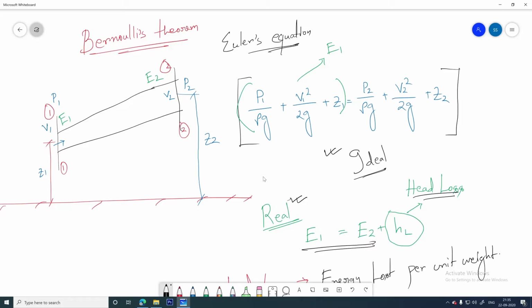So basically there is a fluid which is flowing through this particular channel, or you can say the pipe. Now at section 1 we have the velocity v1, the pressure p1, and the total energy E1. At section 2 we have the total energy E2. Now in real fluid we have some losses, that is the head loss, and that head loss can be determined by the experimental procedure. Now let me show you how you can determine that.